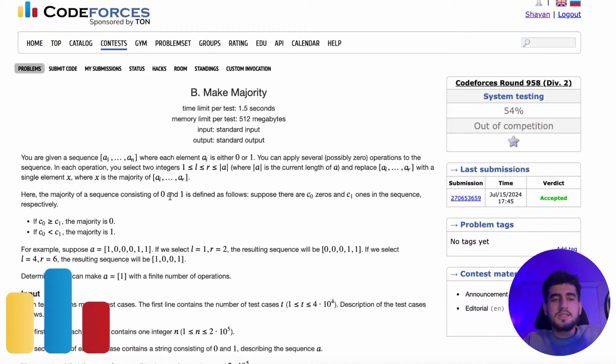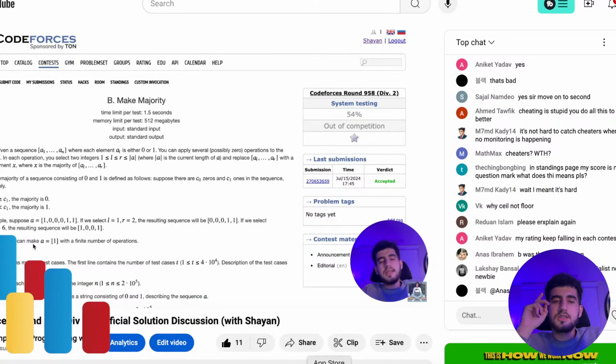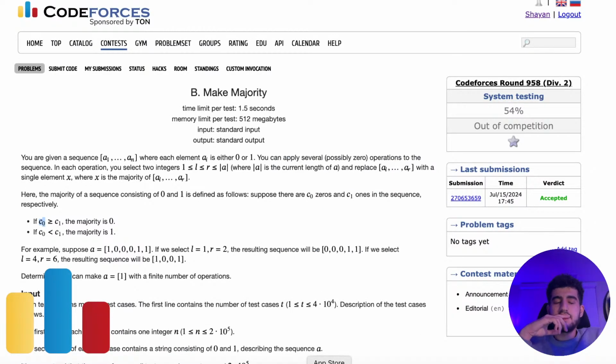The majority is defined like this: if the number of zeros is greater than or equal to the number of ones, the majority is 0. Otherwise, the majority is 1, if the number of ones is strictly greater than the number of zeros. At the end, you have to say whether it is possible to make the array into one element of 1. You just want 1 in your final array.